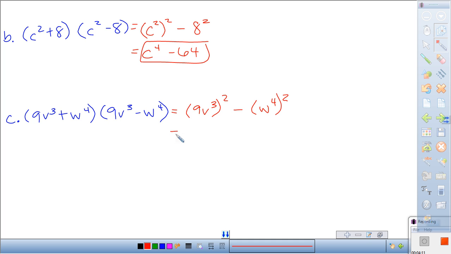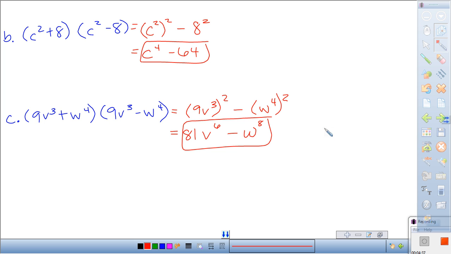So let's simplify this. Remember from Chapter 8 that everything inside the parentheses has to be squared. So 9 squared is 81. B cubed squared, we're raising a power to a power, is b to the 3 times 2, which is 6, minus w to the fourth squared, again raising a power to a power, so we multiply the exponents, w to the 8.